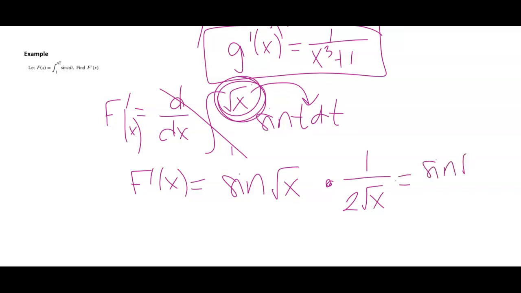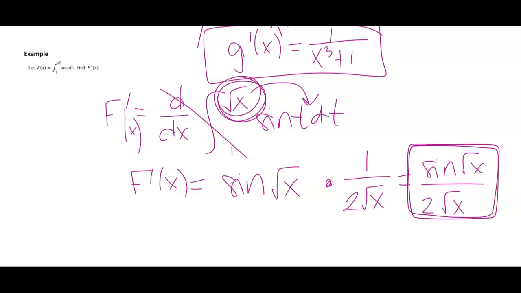And you might want to put it as sine of root x over 2 root x. Resist the urge to want to cancel those things. That is not how it works, right? Sine has to have an argument on the inside. It's the sine of root x, not times root x. So that's a function in and of itself. Leave it alone.